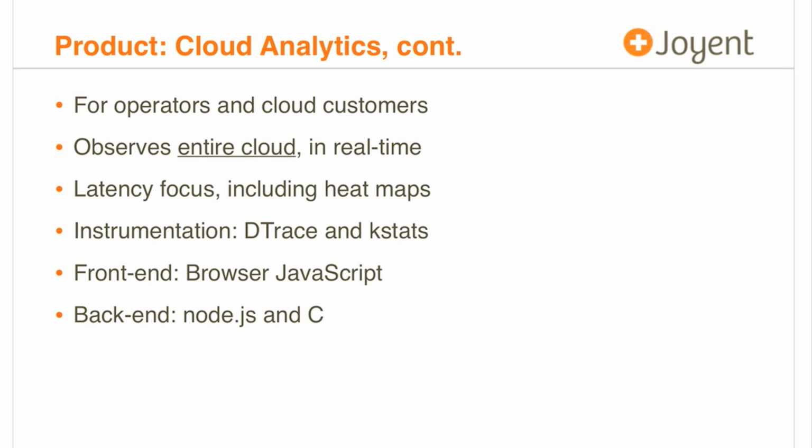So Cloud Analytics is something that Joyent created, and I've included it as an example of a cloud monitoring product that uses DTrace. This is for operators and cloud customers. It allows you to observe the entire cloud in real time, and it is DTrace backed. It's latency focused, so you get to see those really cool heat maps. The instrumentation is DTrace and Kstats. The front end is browser JavaScript, and the back end is Node.js and C.